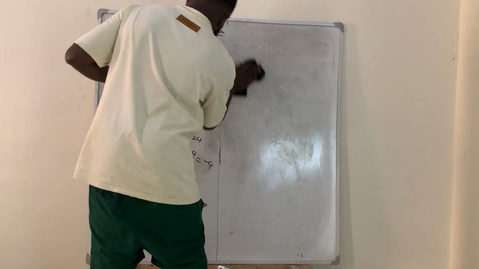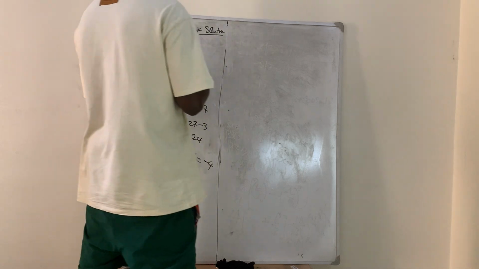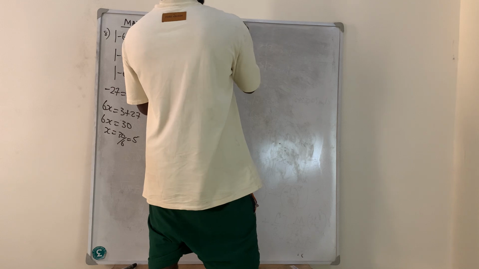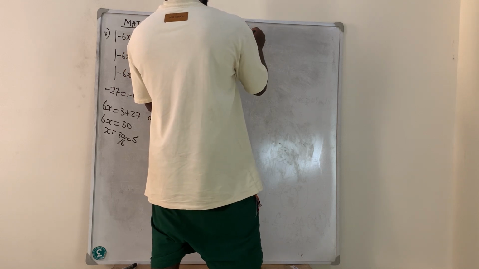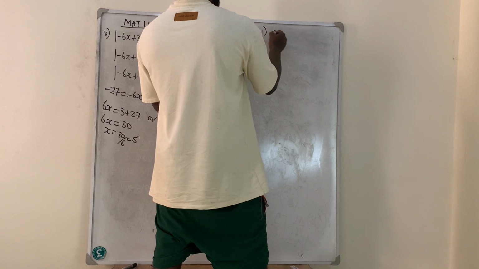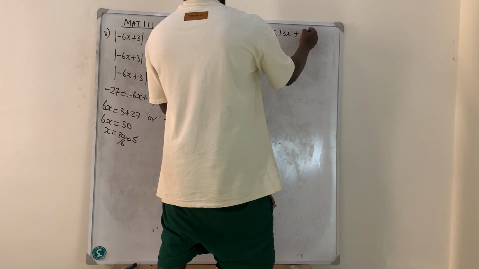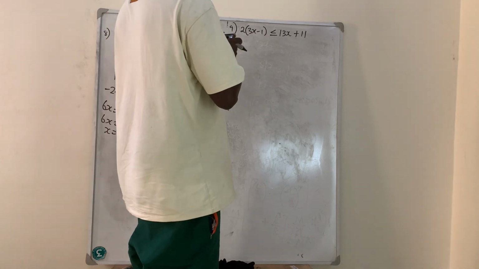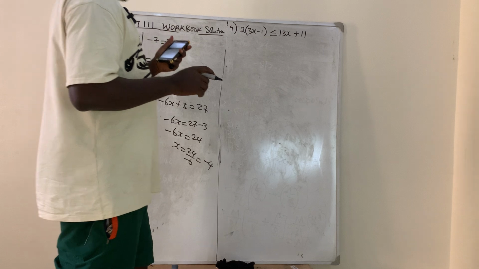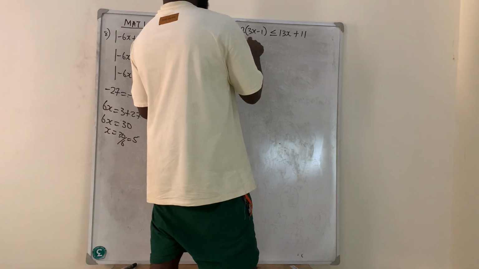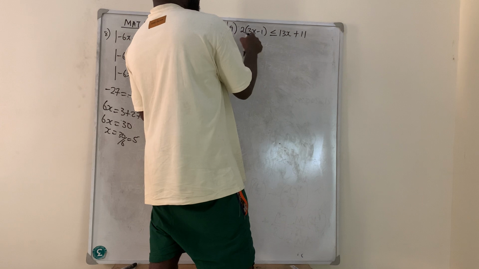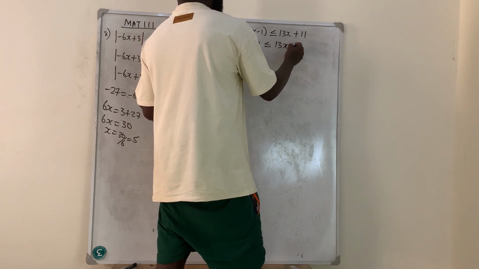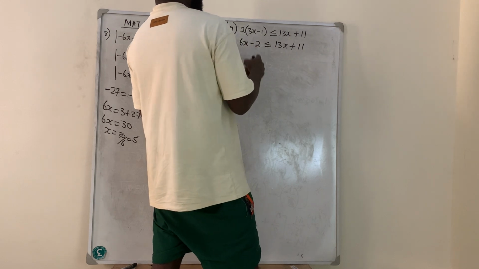Question number 9. I'll be solving 10 questions. So question number 9 said that 2 into 3x minus 1 is less than or equal to 13x plus 11. They say we should answer it and then we should draw the graph. This is very, very simple. So you can decide to open the bracket. This will give you 6x minus 2 is less than or equal to 13x plus 11. So let's collect like terms.